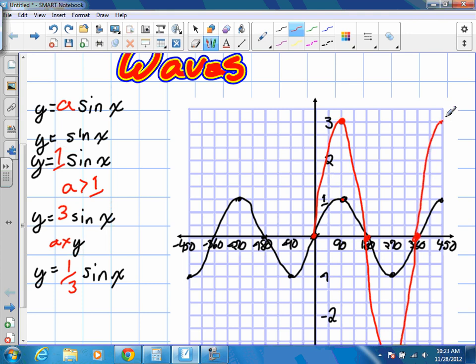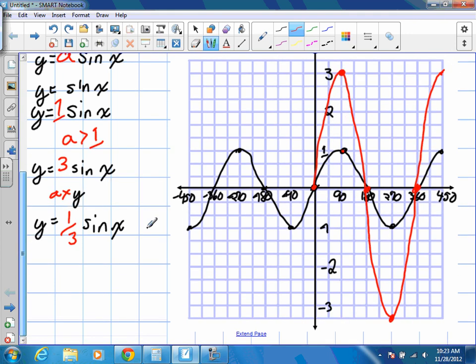We'll finish it off, 450 is up here at 3. Then you can continue that pattern back to the left. I actually missed this one, that's negative 3 down. So 0, 3, 0, negative 3. We'll try to connect this. So here's our wave. It's been stretched.